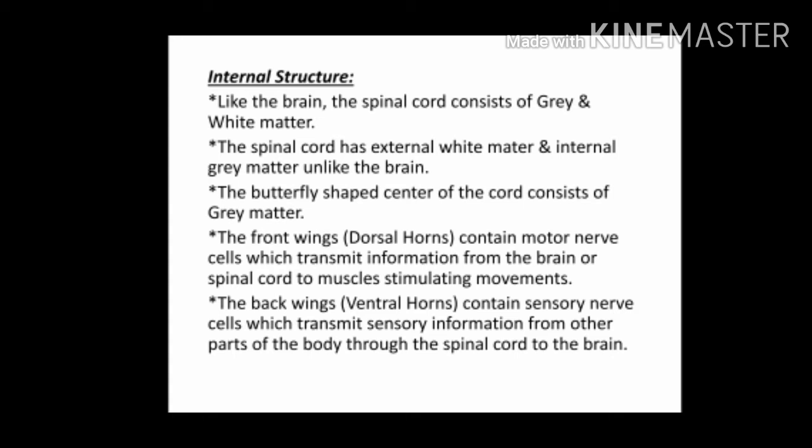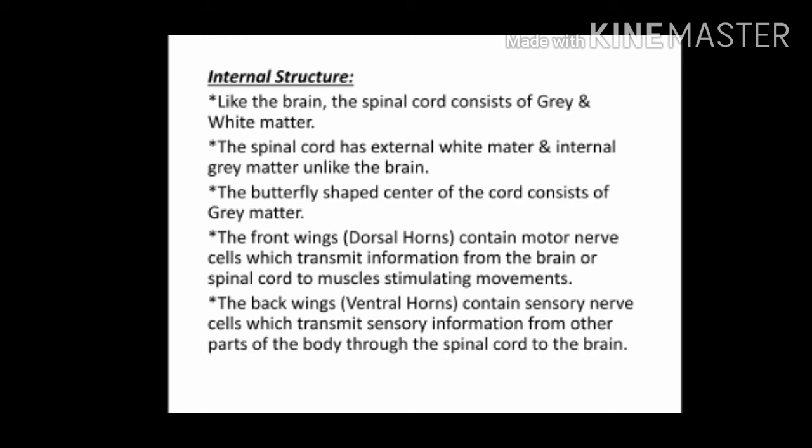Now let us see the internal structure of spinal cord. Like the brain, the spinal cord consists of grey and white matter. The spinal cord has external white matter and internal grey matter, unlike the brain. So it is opposite of the brain here. Even though it consists of grey and white matter, in case of the brain we have seen grey matter is outside and white matter is inside. But in this case the grey matter is inside and white matter is outside.